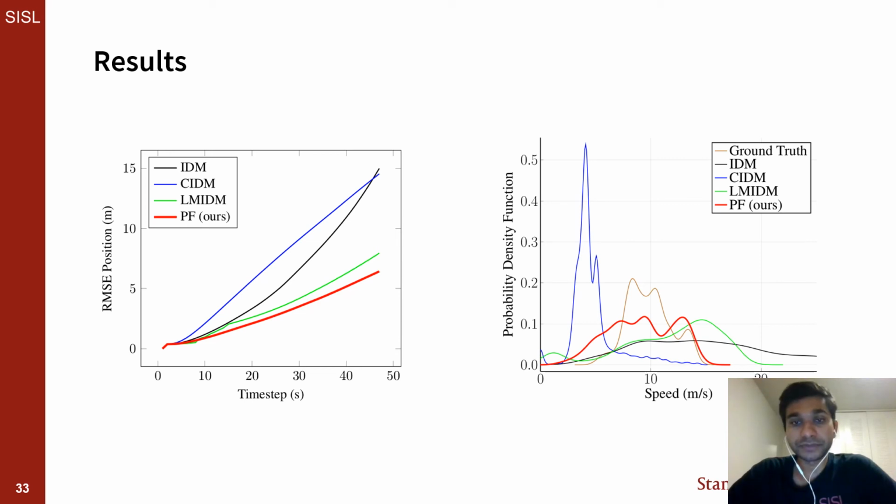On the right, to capture the emergent driving behavior, I am presenting the speed distribution as a probability density function. Here, the brown curve shows the underlying ground truth speed distribution, and we find that the particle filtering based method has the closest speed distribution to the demonstrated method.